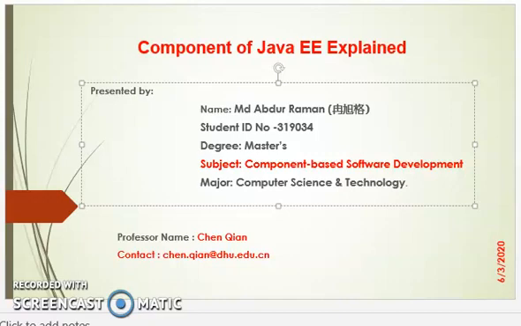My student ID is 319034. I am a master's student in computer science and technology. Now, my topic for today is component-based software development, a project under my Professor Chan Chien. So let's go. My topic discussion.